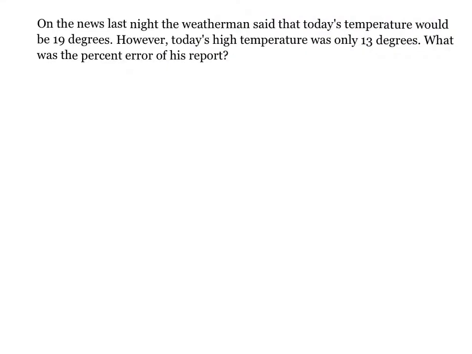Our next example says that on the news last night, the weatherman said that today's temperature would be 19 degrees. However, today's high temperature was only 13 degrees. What was the percent error of his report? So, because he said that it would be 19, this is his estimate, which makes it that it was only 13, our actual, or the exact. So now that we have everything defined, we can find our percent error.